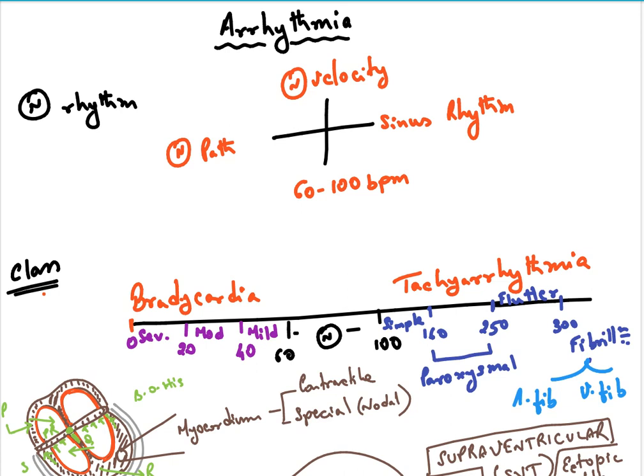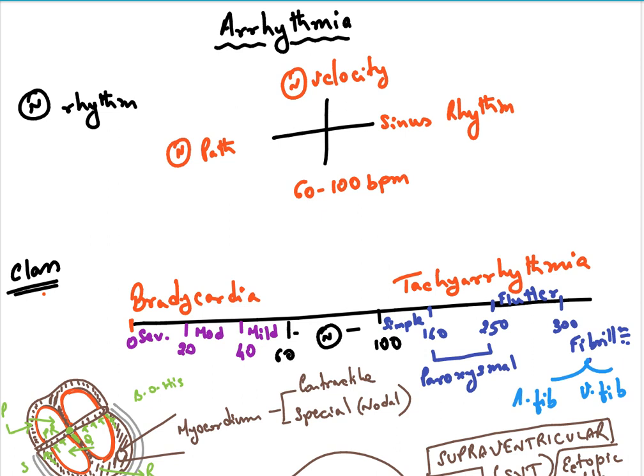Okay, so we'll be beginning with arrhythmia. So, what is arrhythmia? I was telling you that arrhythmia is a-rhythmia. There has to be a proper rhythm, and once you are going out of the rhythm, that is called arrhythmia. So when I say normal rhythm, what are the components of a normal rhythm? When can I say that the rhythm is normal?